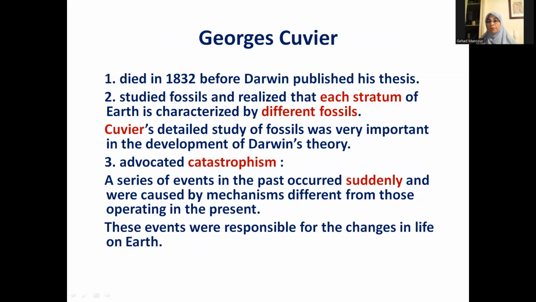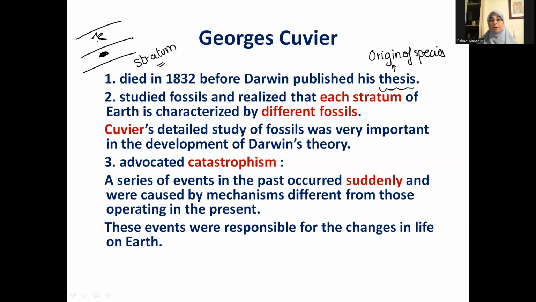And then we have Cuvier, or Georges Cuvier. Cuvier died even before Darwin published his thesis on evolution and on the origin of species. The thesis of Darwin was called The Origin of Species. Cuvier studied fossils and realized that every stratum, because we were talking about sedimentary rocks, for example, has a characteristic fossil. So this is number one. He realized that each stratum has a different fossil. But he adopted a very strange theory called catastrophism. The theory, of course, was completely wrong or weird, but what is important in Cuvier's work is that his study of fossils served Darwin's theory a lot.